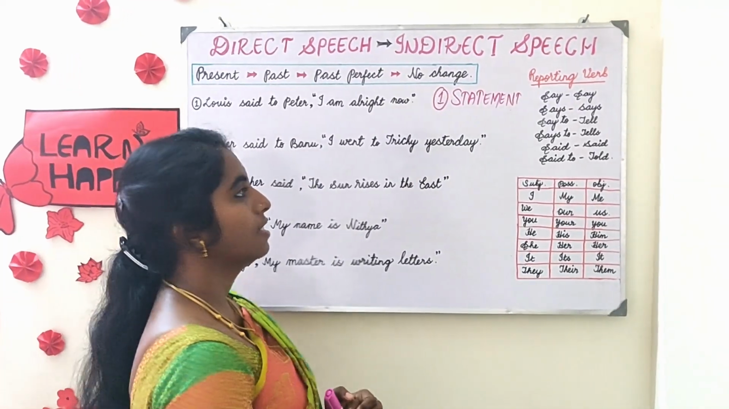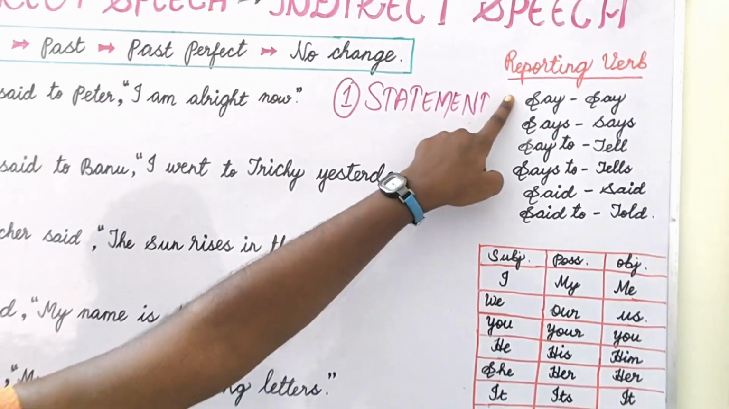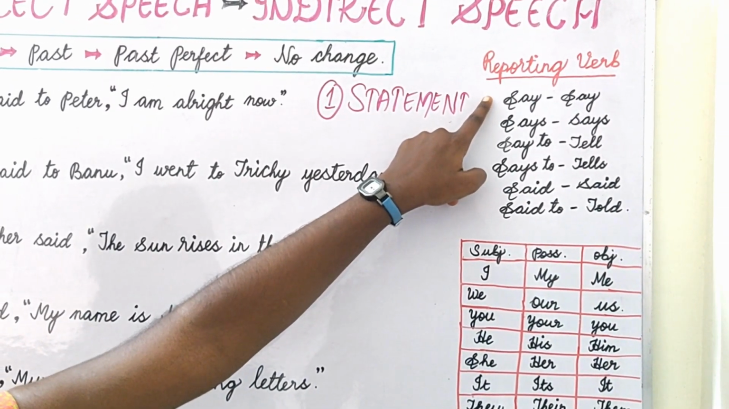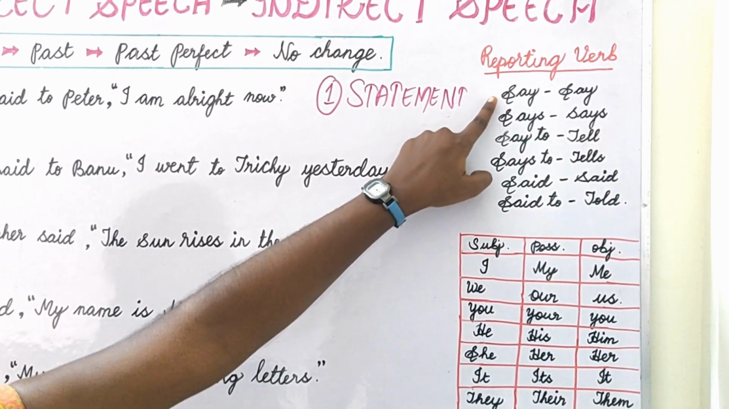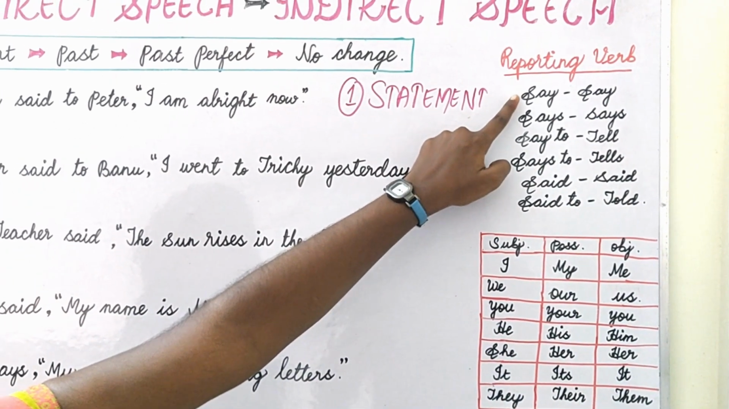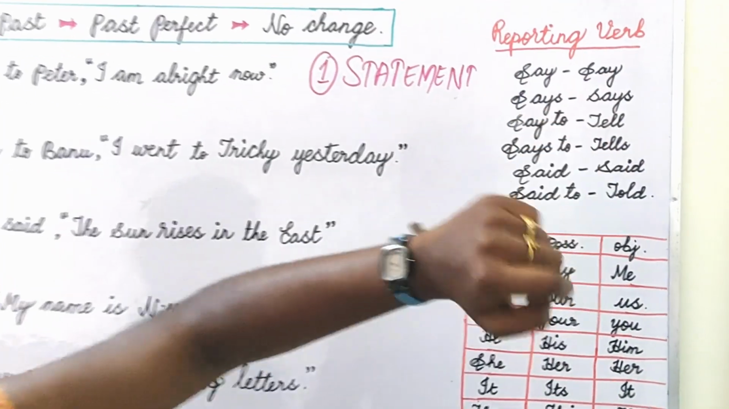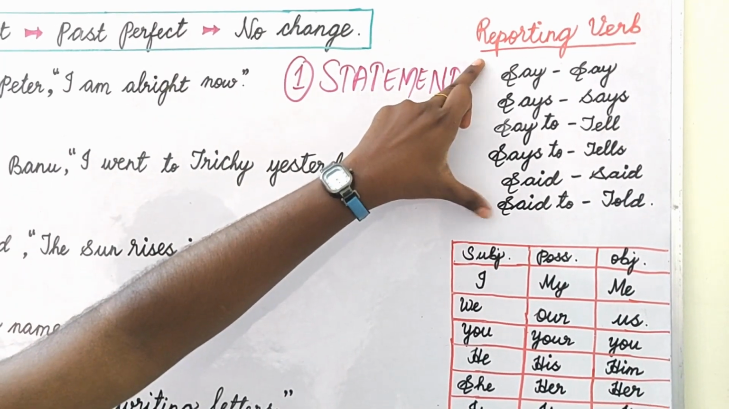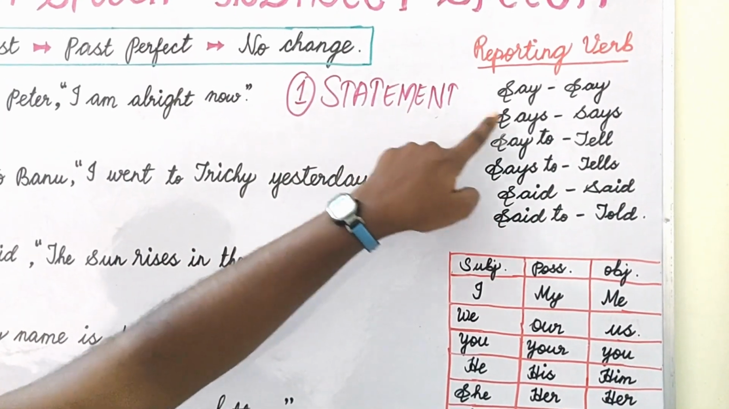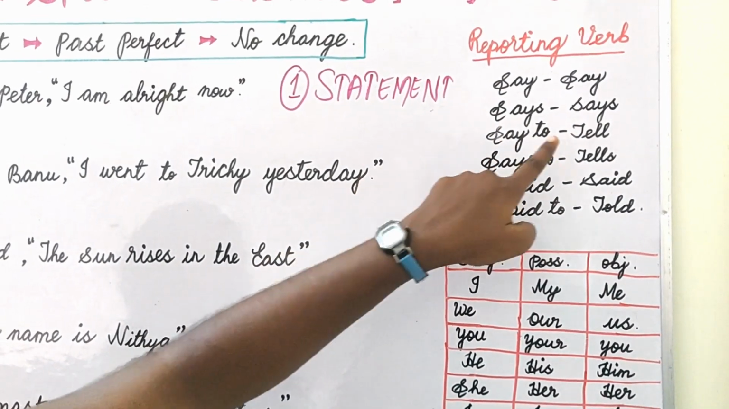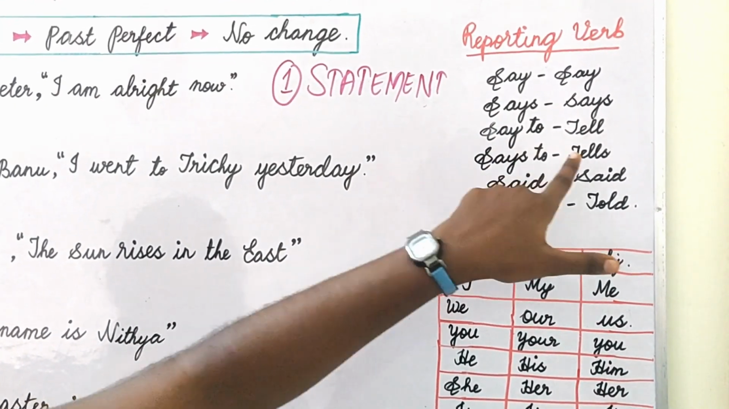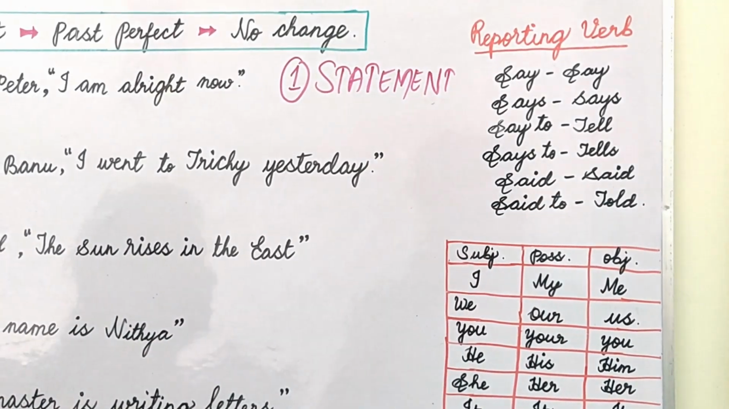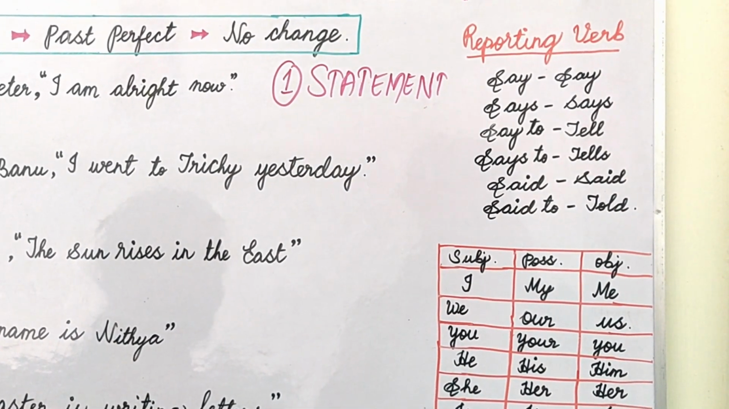Next to that is the reporting verb. I already told you what a reporting verb is, isn't it? The verb in the reporting part of the sentence. How is it changed? If a sentence has a reporting verb like "say", it will be changed to "say". This is only for statements. For each kind of sentence, this reporting verb will be changed. Then "says", "says". "Say to", "tell". "Says to", "tells". "Said", "said". "Said to", "told". These things also you can note down by pausing the video.